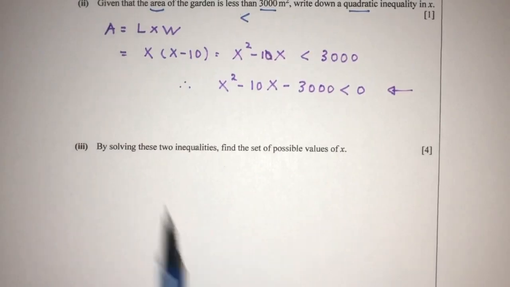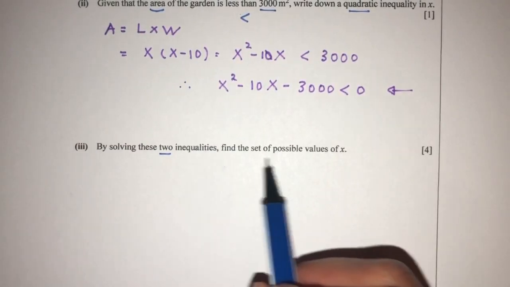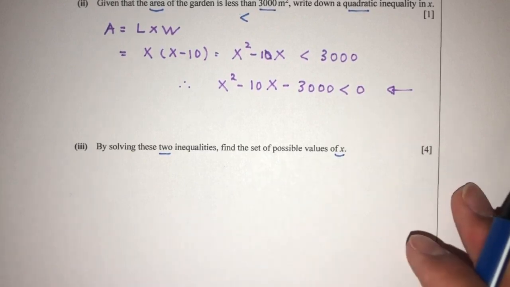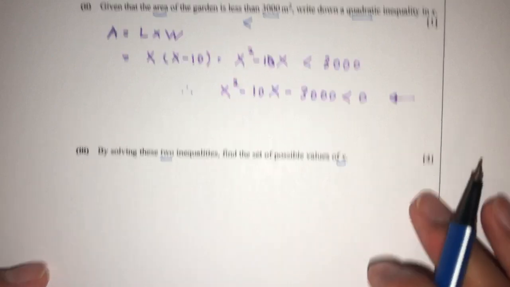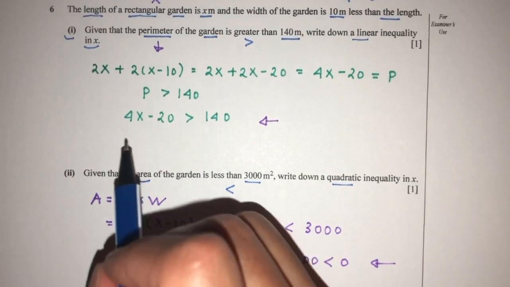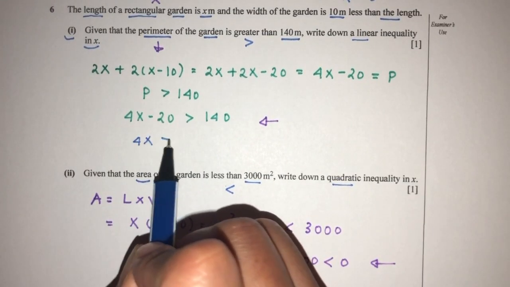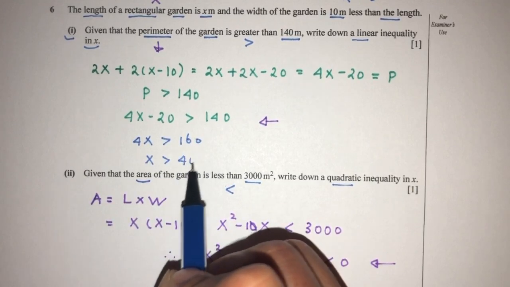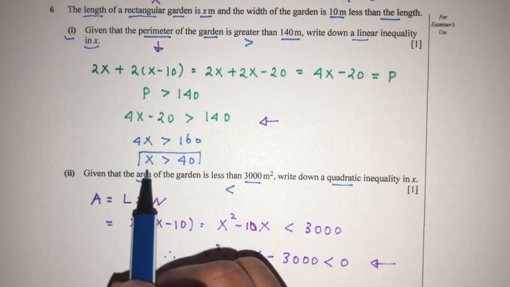Now for part 3, by solving these two inequalities, find the possible set of values of x. So let's solve one by one. Of course you have to show your work here, but I will do this here itself. Here we have 4x has to be more than 160, so x has to be more than 40. That is my first inequality. Okay.